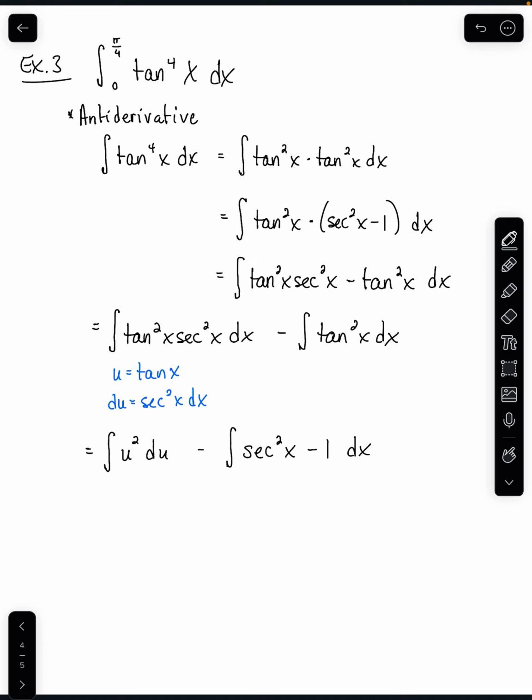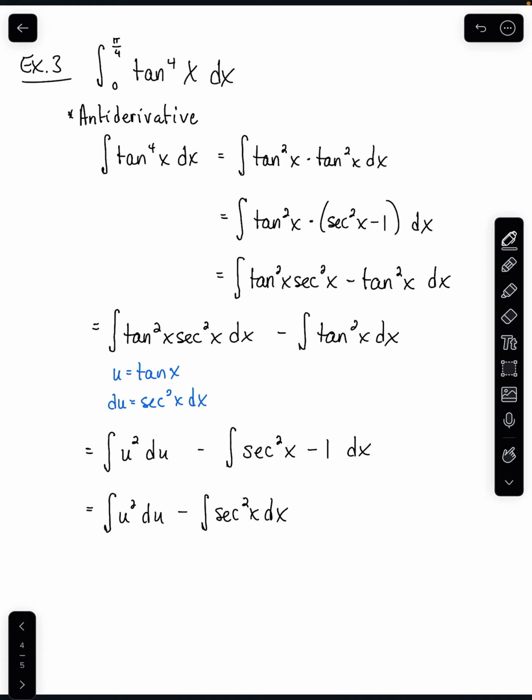Once again, I'm going to separate this into two separate integrals. So we're going to have our integral of u squared du up front. Then we're going to have minus the integral of secant squared of x dx, which is a straightforward integral. The antiderivative of secant squared of x is simply tangent of x. So we can do that directly.